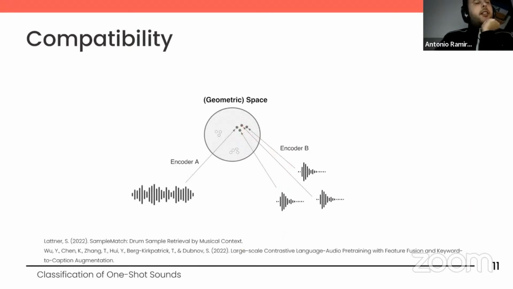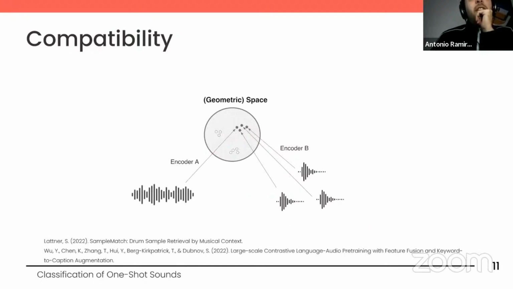I guess now it's not as much about compatibility, but this paper is normally known as CLAP: Large-scale Contrastive Language-Audio Pre-training with Feature Fusion and Keyword-to-Caption Augmentation. What they do is they give audio on one side, and on the other they provide text. So it also allows for retrieval. It should allow, I haven't tested it, retrieving sounds based on textual descriptions.